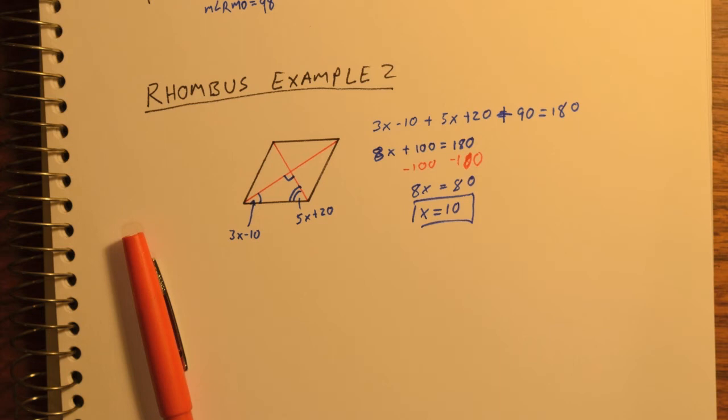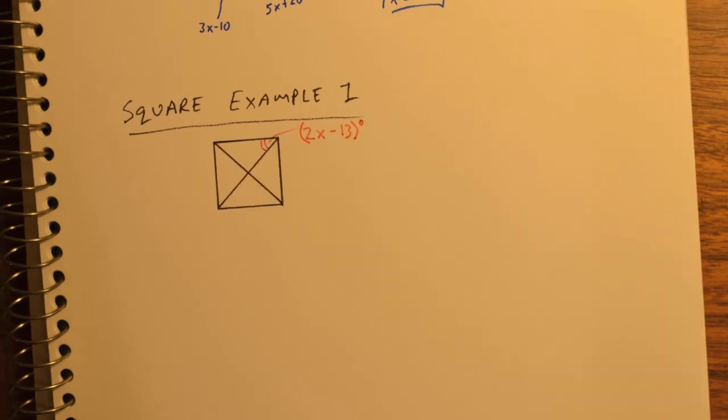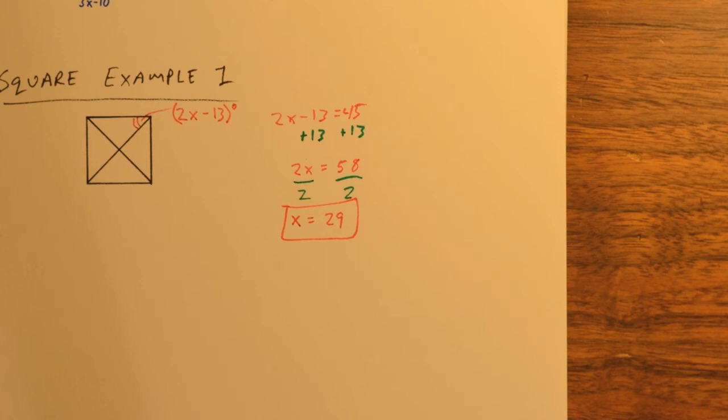Let's look at one more example. Here we have a square, and let's cut it down its diagonals. And let's say one of those corner angles is 2x minus 13. Now remember, squares are rhombi, and rhombi have bisected angles. Also, squares have right angles, so we have right angles that are bisected. In other words, 2x minus 13 has to equal 45 degrees, half of 90. So therefore, x is 29.